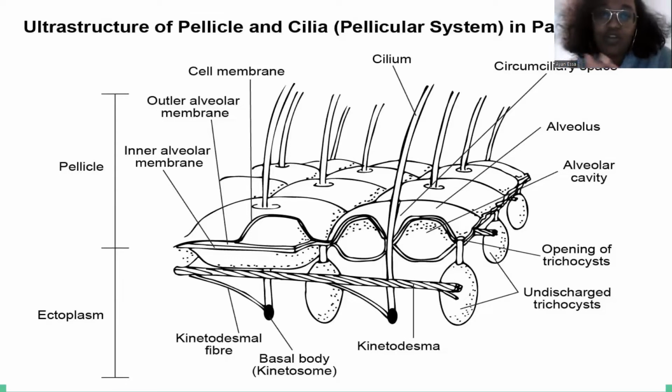So we have what's known as the pellicle, which is the coating of the paramecium. It's a thin gelatinous substance produced in the cell and secreted outside to form this membrane. It defines its shape and forms a sort of protection.